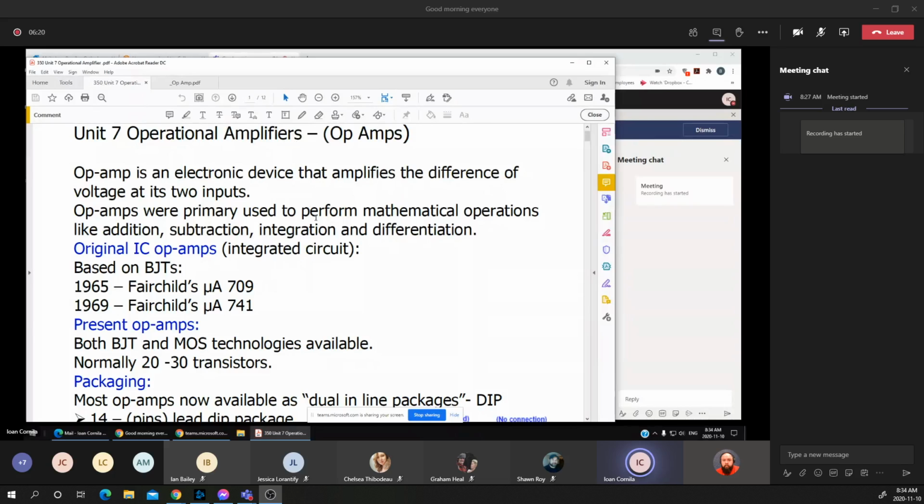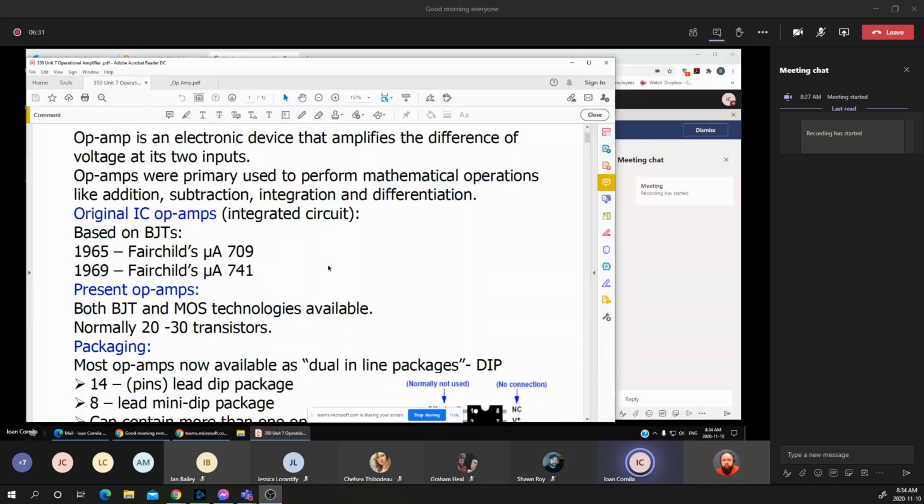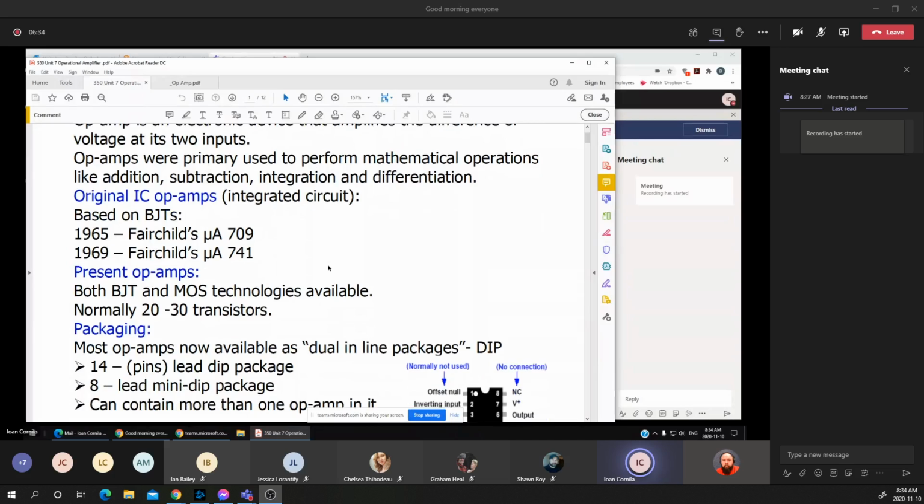We know what an amplifier means. It will amplify, or it will have a gain in terms of the voltage, or in terms of the current, or in terms of the power between the input and the output. Now, just a short history about the integrated circuits. It was developed in 1965, and that's the mu A. That's the code for the first op amp, or operational amplifier. It was made by the company Fairchild.